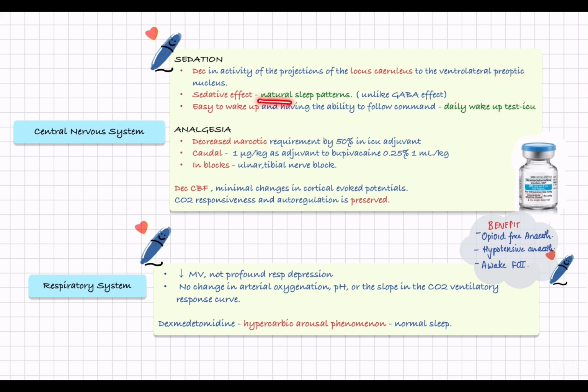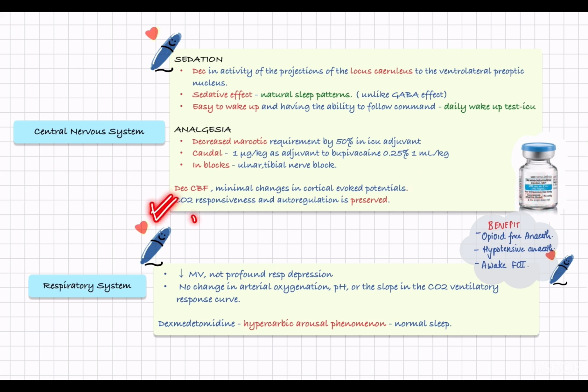Yes, so it has a natural sleep pattern. That's why it can be used in the ICU for sedation, because it is easy to wake up the patient and the patient might follow commands, and therefore it has been approved by the FDA for ICU sedation. Coming to its analgesic effect, because it has an analgesic effect, we will need less opioids, a decreased narcotic requirement, therefore it can be used in opioid free anesthesia, and as an adjuvant in caudal and other blocks. It decreases the cerebral blood flow, but there is no change or minimal change in the cortical evoked potentials. Therefore, it can be used during neuro monitoring.